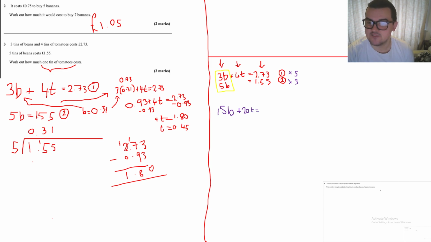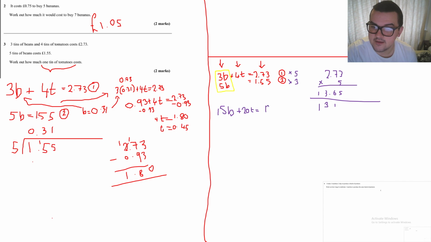equals, now this one's a bit difficult, so we're going to do multiplication. 273 multiplied by 5. 3 times 5 is 15, so we can do a 5 and the 1 carries. 7 times 5 is 35. We can add 1, 6, and 3 is going to carry. 2 times 5 is 10, plus 3 is 13. The 1 is going to carry. So we have £13.65. So we're going to write £13.65 here.